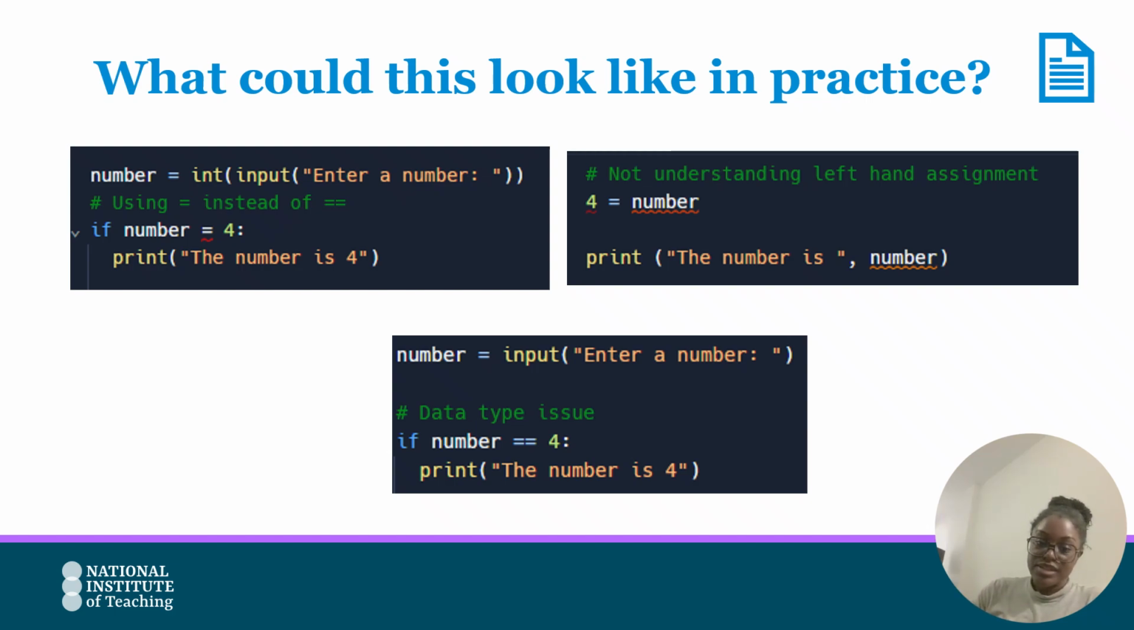And then the last one down there, it being a data type issue, and we know that we come across this fairly often around input functions. So the student there has missed out the int in front of the input, so not understanding casting needs to be done prior to the if statement.